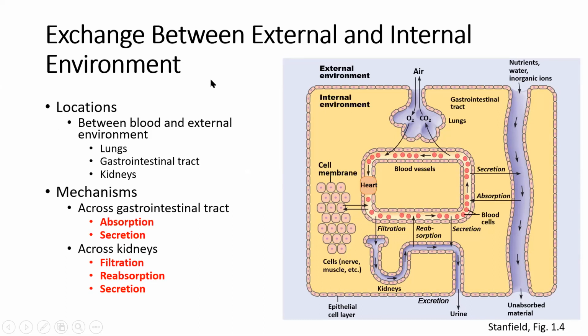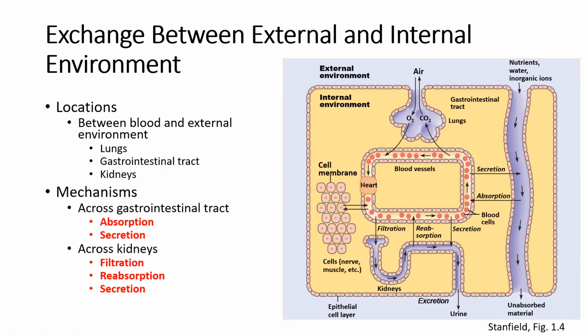So let's look at the location of these barriers, these epithelial linings that separate internal and external. Again, we talked about them being in the lungs, right? Separating the alveoli from the capillaries that are around the lungs. We mentioned that they are in the GI tract, the gastrointestinal tract, or the gut, from the oral cavity all the way through. And then in the kidneys as well, we have that epithelium.